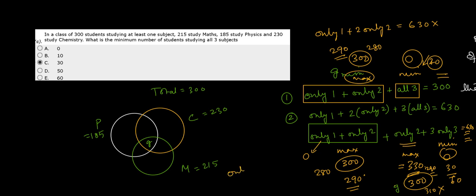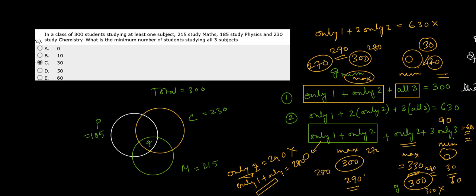So only 2 is 290, and all 3 is 20. Only 1 plus only 2 is 280. Is 280 possible? No. It has to be more than or equal to only 2. So this is not possible. So I make it 30. Then it becomes 90. This becomes 270. And 270 and 90 is 360. That means we are left with 270. This is possible.